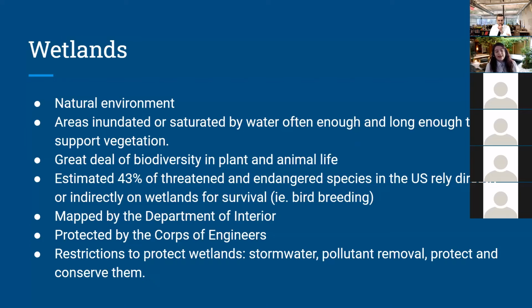And let's say you have a site and your stormwater needs to be released or partially released in the wetlands, then you should contact the Corps of Engineers to be able to have a permit to do that. So if you need to send your stormwater to the wetland, you need to make sure to remove the pollutants and protect the wetlands as much as possible.